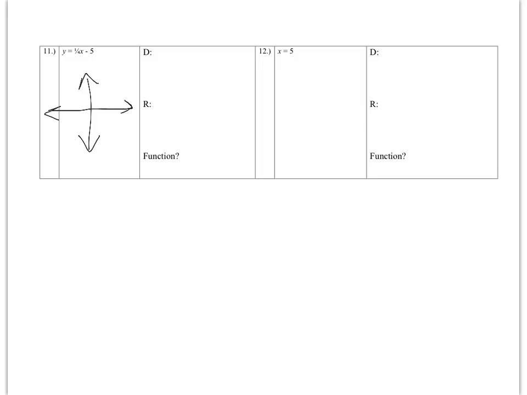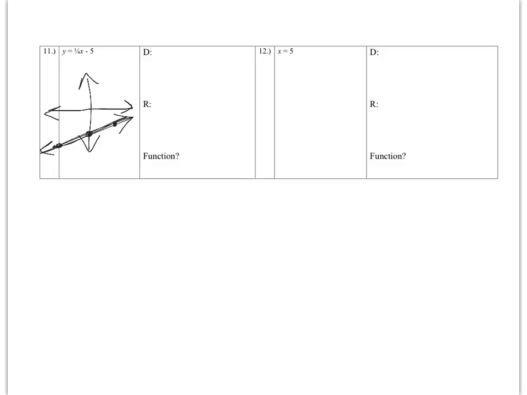So the y-intercept is -5, so let's say that's -5 down there. And the slope is 1/4, so if I rise 1, run 4, I'm going to have a point over here. I could do it again. I could go down 1 to the left 4. And what I have is a line right here.